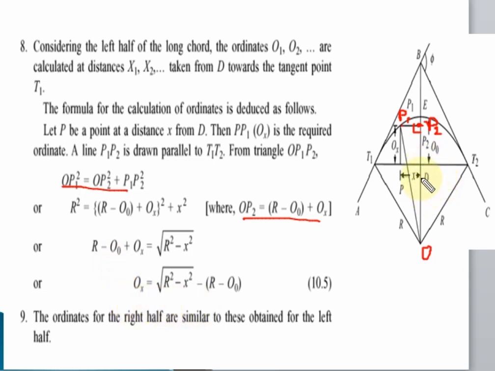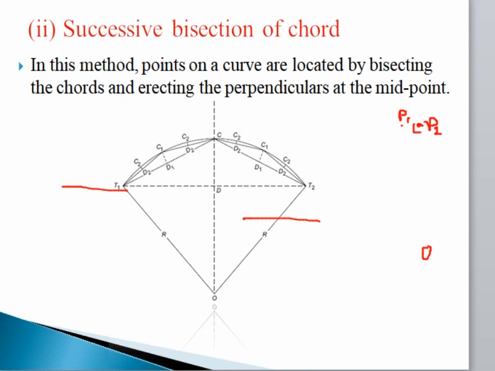So at a distance, we have to find out the Ox, which is nothing but the under root of R square minus x square minus R minus O0. Okay, O suffix O. So the ordinates of the right are similar to those obtained from the left. Okay. Then, successive bisection of the chord.